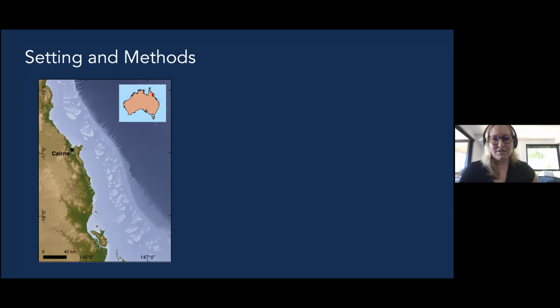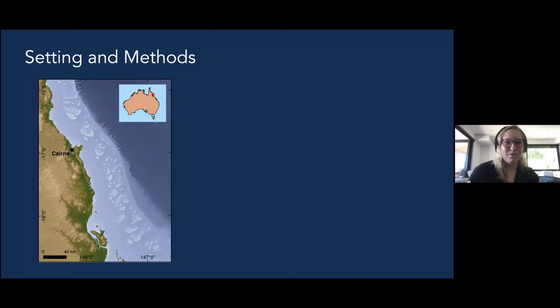Just to show you where we are, we're on the central part of the northeastern margin of Australia here. And here's Cairns, and the coastline's in green. The shelf is in light blue, and the platforms, you can see they're in lighter blue here. And you can hopefully see some of the canyons as well in this digital elevation model.